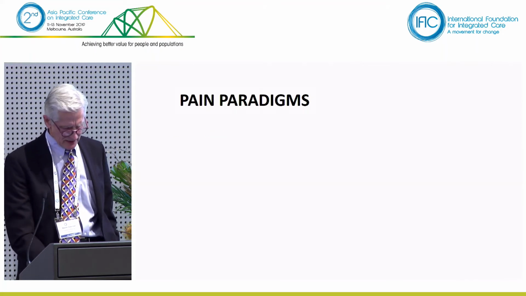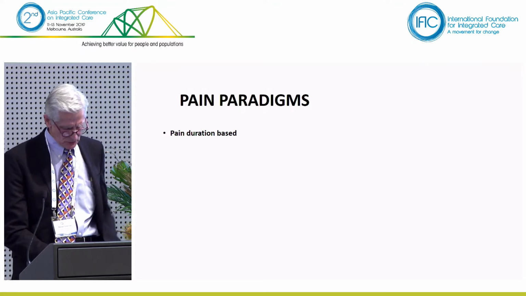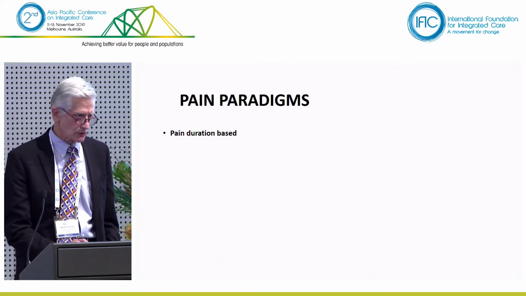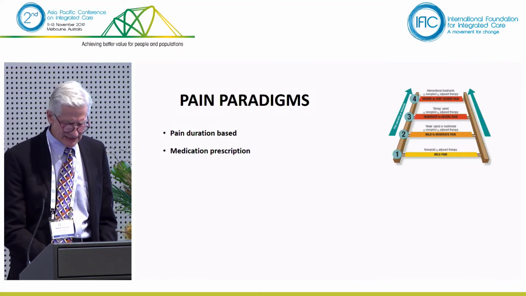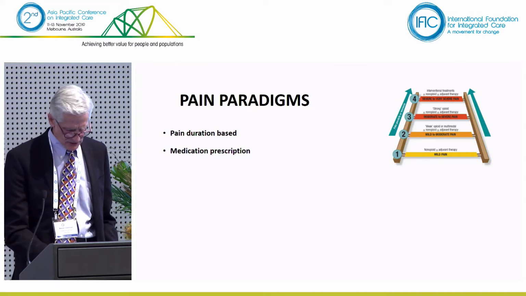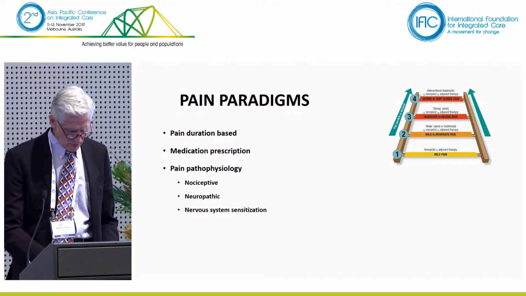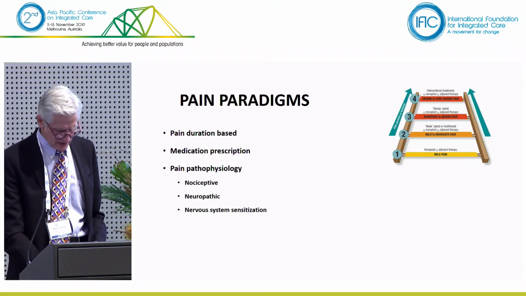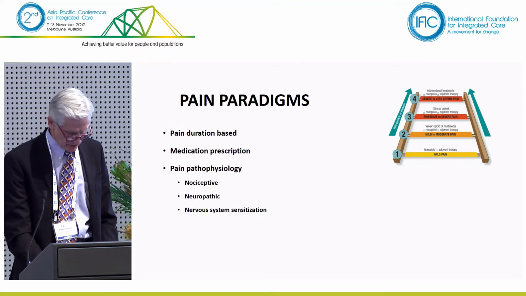Pain paradigms help guide our thinking around a problem or an issue. There are a number of paradigms in pain. Pain duration is the most commonly used paradigm, which leads us to think or talk about pain as acute if less than 3 months or chronic if greater than 3 months. Some paradigms direct medication prescribing, as did the 1986 WHO pain ladder for cancer treatment, which directed providers to increase analgesic medications in a stepwise fashion. More recently, pain has been categorized based on presumed pathophysiology. Nociceptive means pain from injury or inflammation. Neuropathic means pain from damaged nerves. Nervous system sensitization means pain from neuroplastic changes within the nervous system.